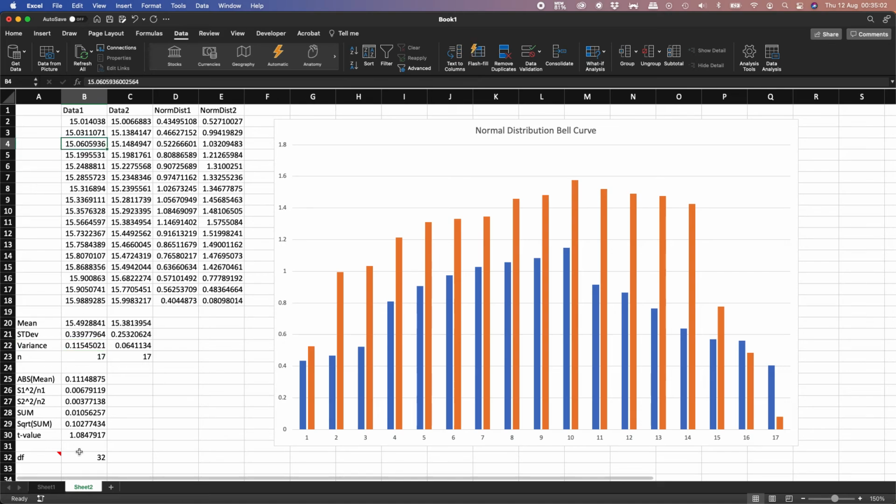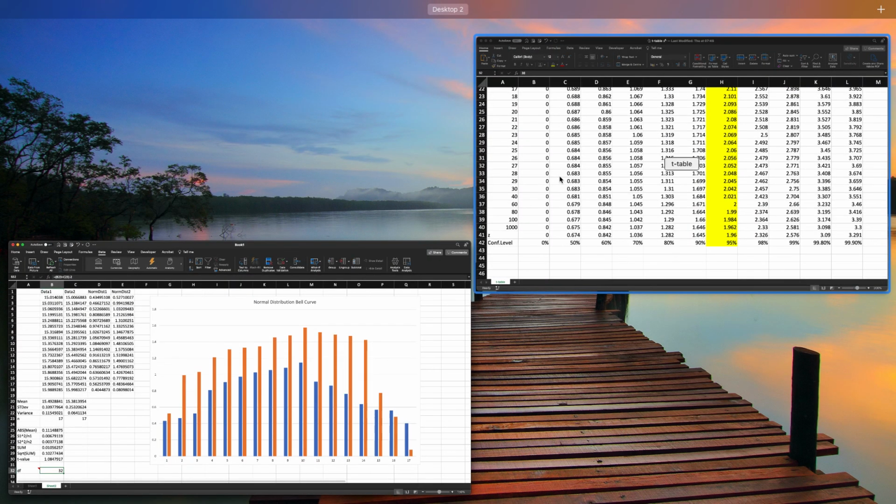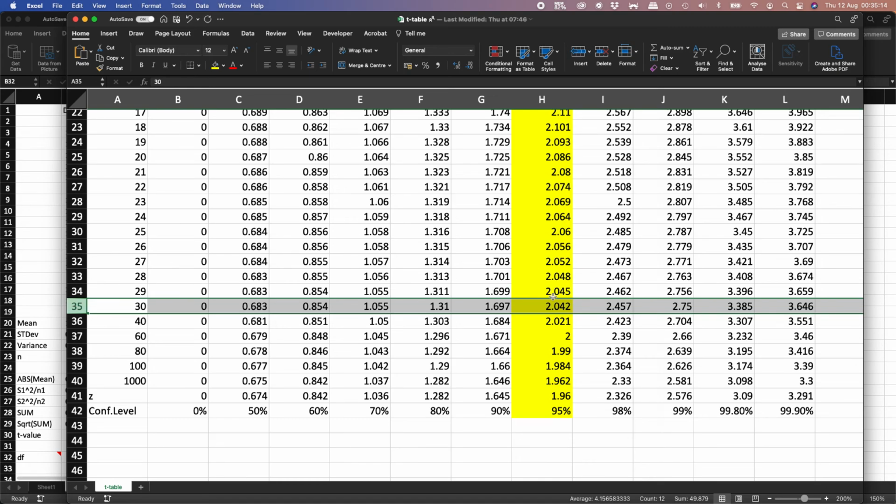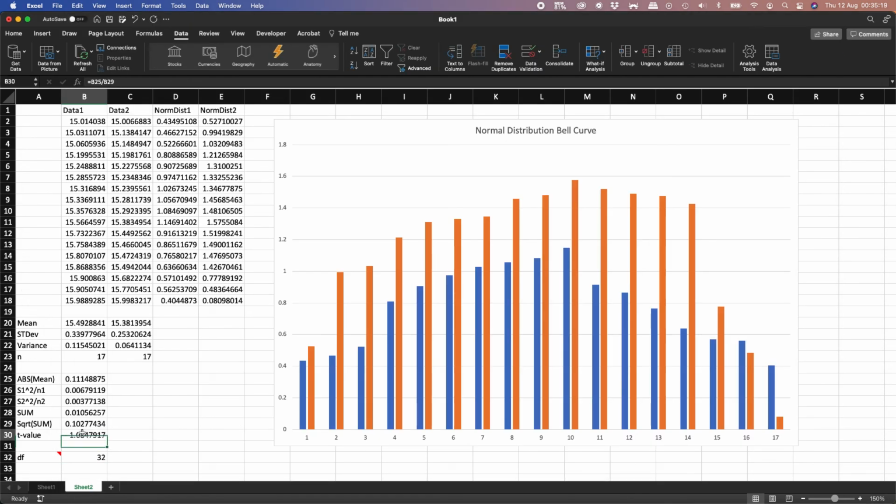Now let's look at the t-value. It says 1.08. If we go to the t-table, our degrees of freedom are 32, so we go to 30, and it has to be 2.042 or less. In this case, we are at 1.08, which means that we will accept our null hypothesis, which means that these two sets of data are significantly similar to each other, which is really great. It means that they are both similar, and we could prove that they are not significantly different, but rather significantly similar. And that's how you calculate the t-value and create the normal distribution bell curve.